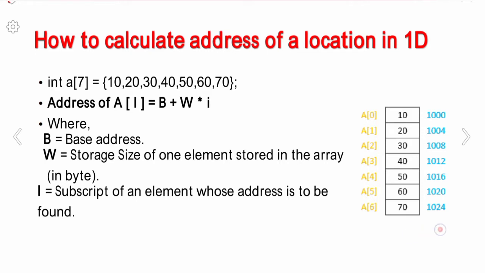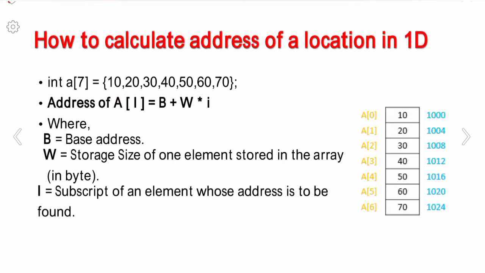Since this is the integer format, the number of bytes taken here is 4 bytes for each element. So for 10, it starts from the base address, that is 1000, and the next is 1004. Since each element will occupy 4 bytes, we leave 4 bytes for each element, and then 1004, 8, 12, 16 and so on to 24. So here each element occupies 4 bytes of address location, and the base address is 1000.